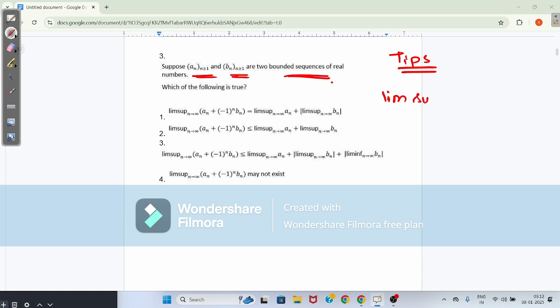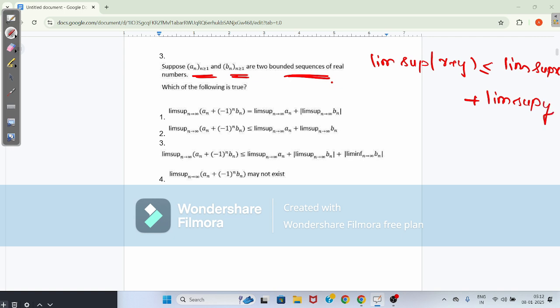Limit supremum, sorry, we have a formula here. Limit supremum of x plus y is less than or equal to limit supremum of x plus limit supremum of y. And limit supremum of x minus y is less than or equal to limit supremum of x plus limit infimum of y here.